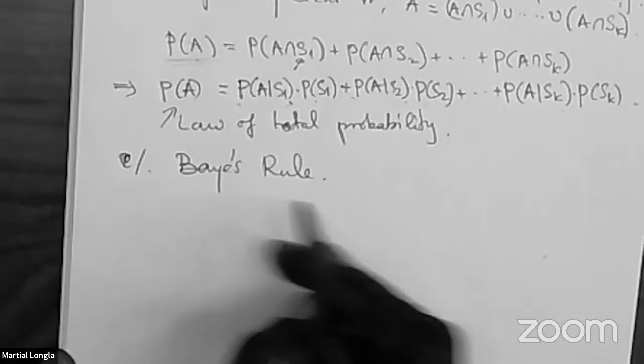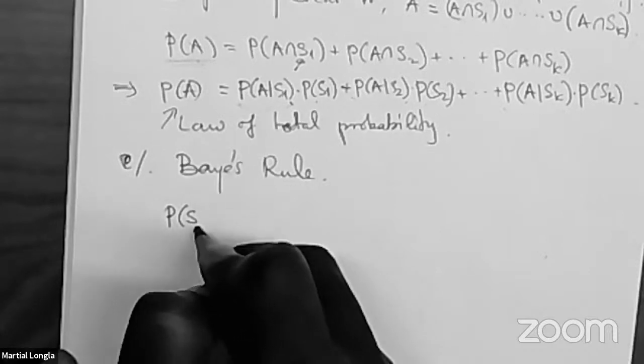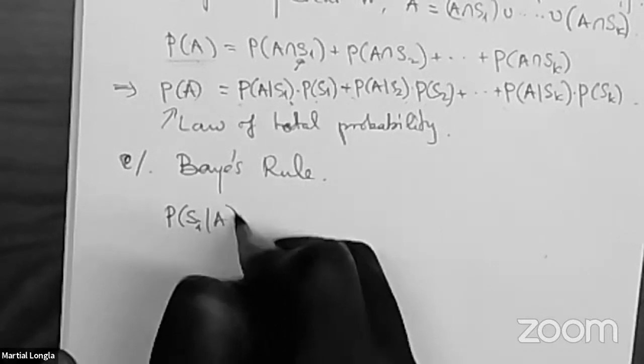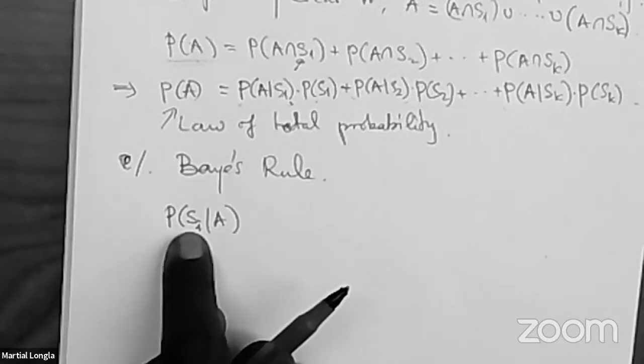So, probability of Si given A. So given that the item that I found is defective, what's the chance that it comes from Si?